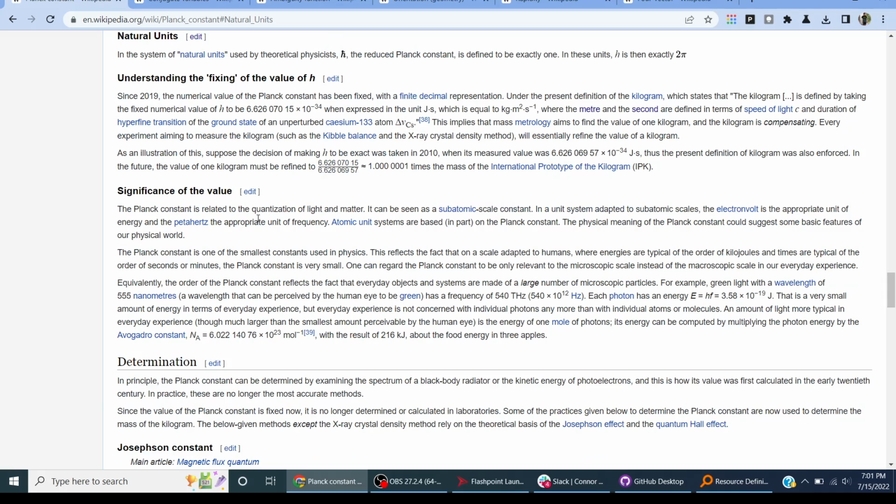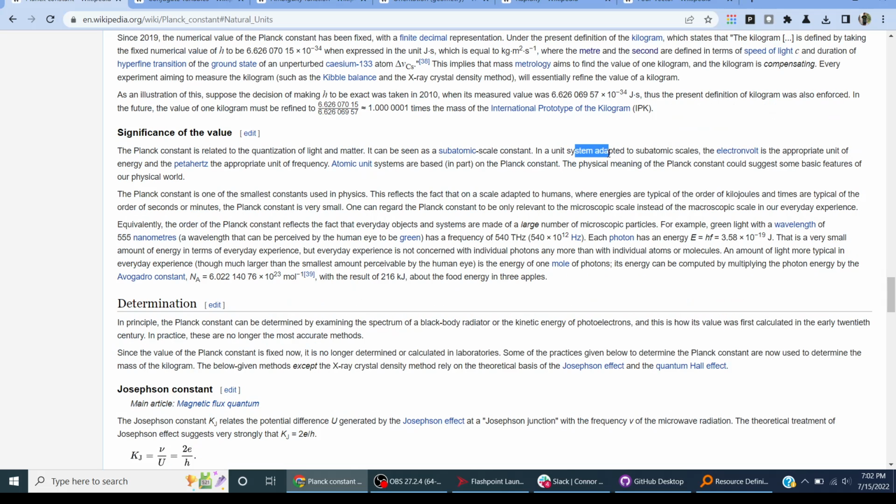Significance of the value. The Planck constant is related to the quantization of light and matter. It can be seen as a subatomic scale constant. In a unit system adopted to subatomic scales, the electron volt is the appropriate unit of energy, and the petahertz the appropriate unit of frequency.